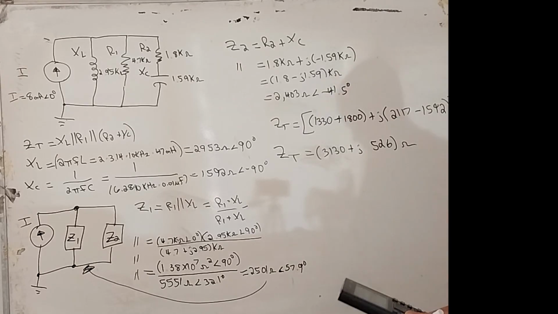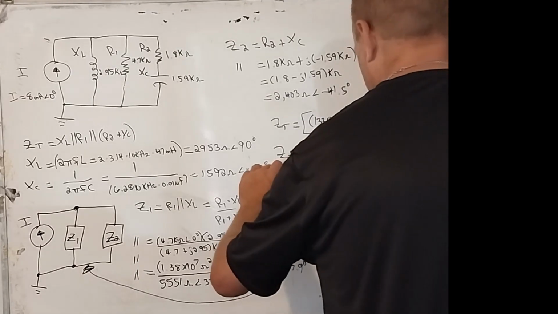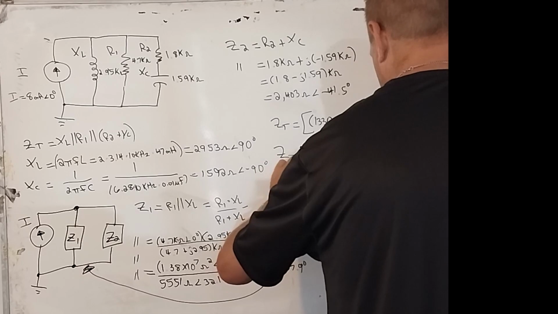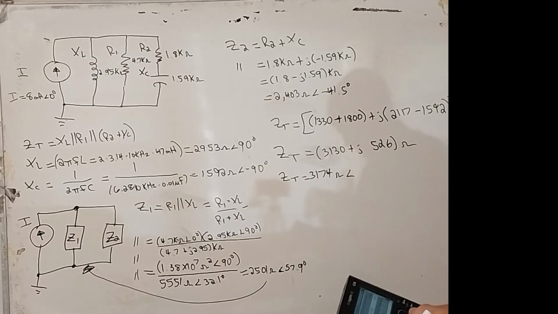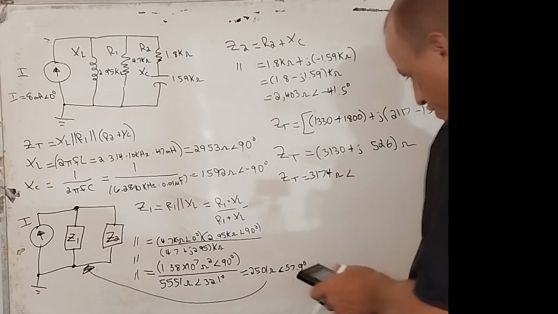So the square root of that value squared plus 526 squared is 3174. And then the inverse tangent of that 526 over the 3130, that's 9.54 degrees.